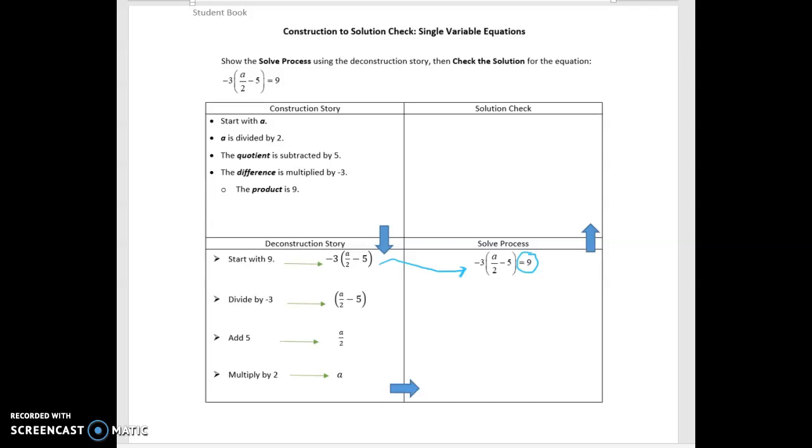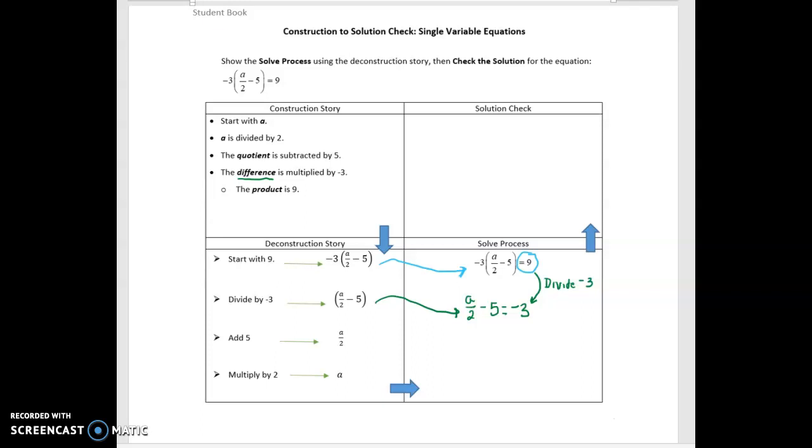So we multiplied by -3. That means we're going to divide by -3. We ended up with a difference, and that difference is a over 2 minus 5. And again, remember, we don't need the parentheses at this point. Now we're being told by our deconstruct story that we need to divide by -3. So 9 divided by -3 means that this difference, this expression on the left-hand side, was worth a value of -3. 9 divided by -3 is -3.